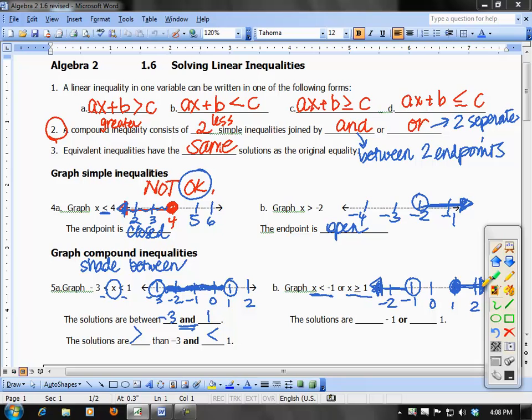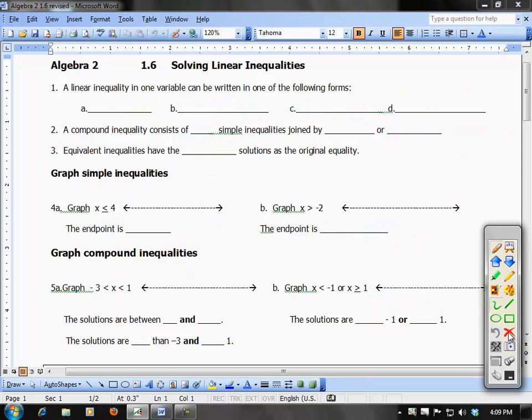Now you'll notice they are going in opposite directions. Opposite directions mean "or". I'm going this way or that way is kind of the way I think of it. The solutions are less than -1 or greater than or equal to 1. So keep that in mind: two parts means an "or", one shaded region means an "and". Okay, let's keep going.